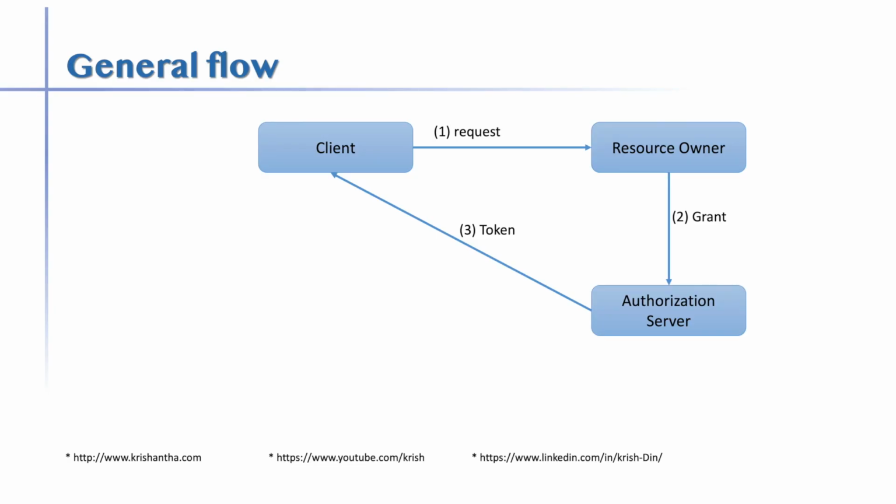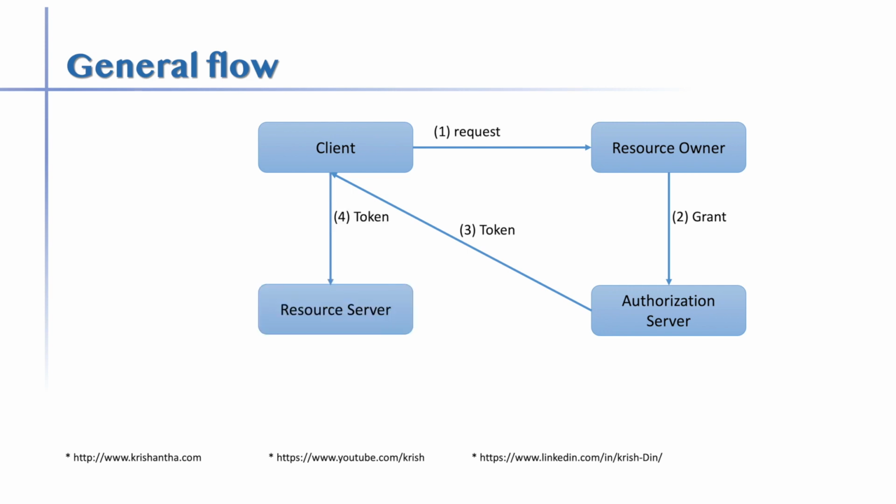So I'm going to give that, and then the authorization server issues a token to the client. Keep in mind, this is not the exact flow. This is again an abstract flow. I'm going to go through the exact flow in the next slide. So, token to the client.